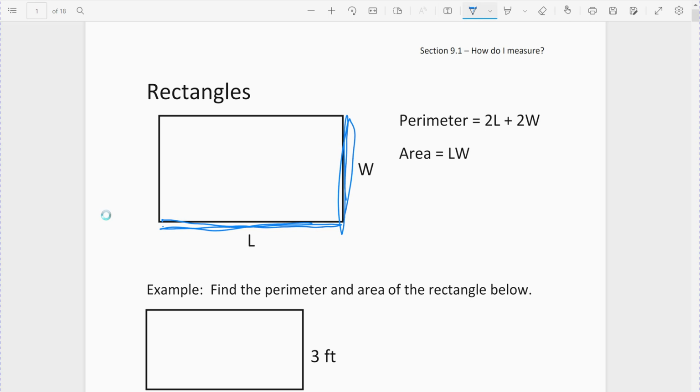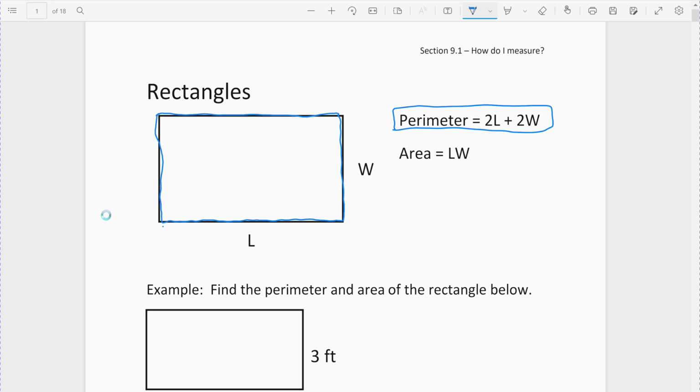And so there's two things that we're going to be looking for in rectangles. We want to find the perimeter and the area. So if you remember, perimeter means the distance around. And so we want to know, well, suppose this was a fence. We want to know the distance around. Alright, so we're finding the entire length of the rectangle.